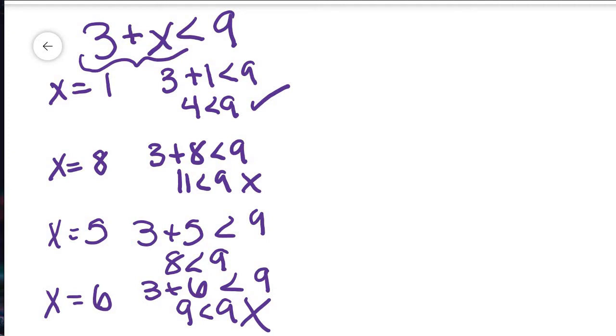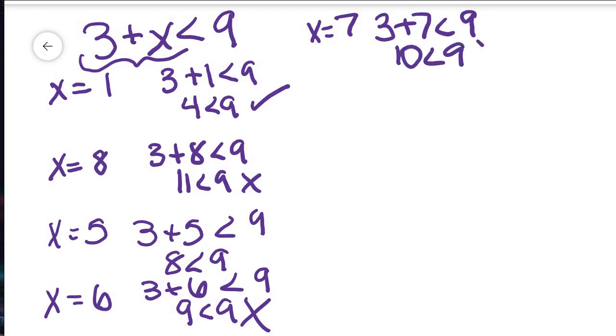So basically, up until we got to 6, we were okay. Anything over 6 is not going to be true. Like if we tried 7, 3 plus 7 is going to be 10. 10 less than 9? No, sir. So everything up to 6 works.